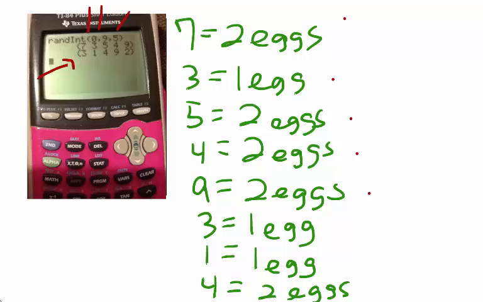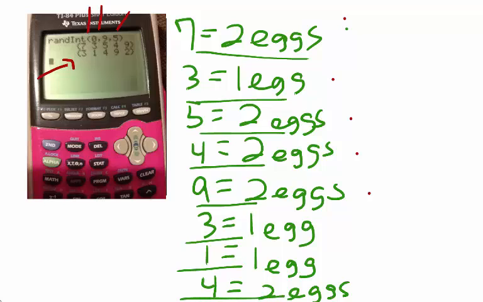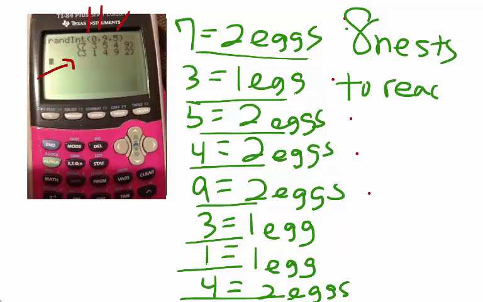Note that it took visits to 1, 2, 3, 4, 5, 6, 7, 8 nests. So 8 nests to reach 1 dozen eggs.